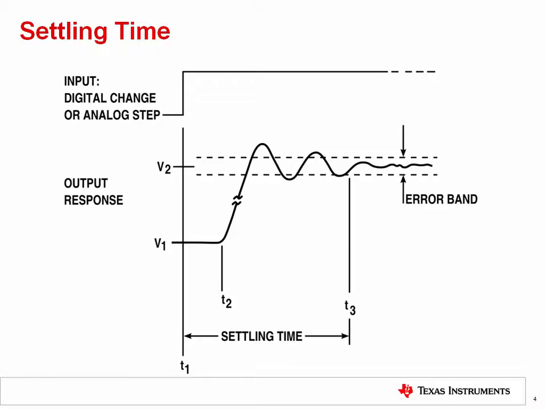Because the input is a large signal step, the op-amp is in slew rate limit. The tighter the error band, which means the smaller the error percentage allowed, the longer the settling time will be. Capacitance, closed loop gain, and loading will also affect the settling time.